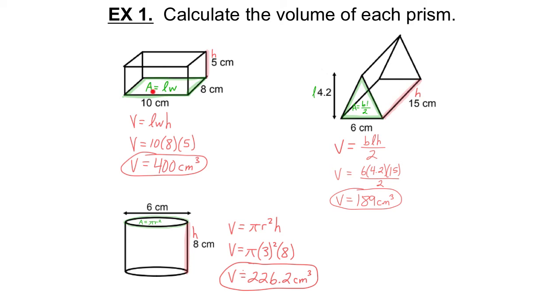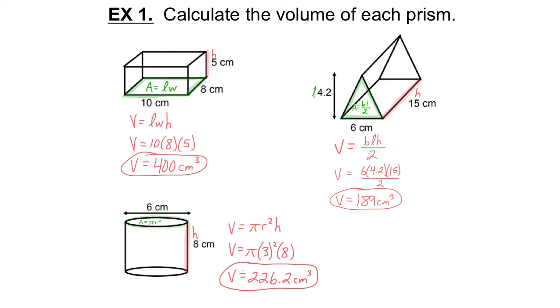So if I take the area of the base and multiply by the height of the prism, I end up with length times width times height for the volume of this rectangular prism. And I end up with 400 centimeters cubed. If I take the area of the base and multiply by the height of the prism for this one, I end up with BLH divided by 2. When you plug in your numbers, you end up with 189 centimeters cubed. And for the cylinder, the area of the base is pi r squared multiplied by h, which is pi r squared h for the volume. And you end up with 226.2 centimeters cubed.